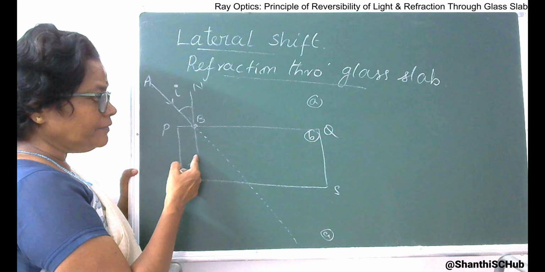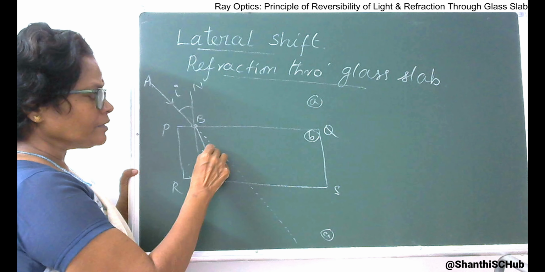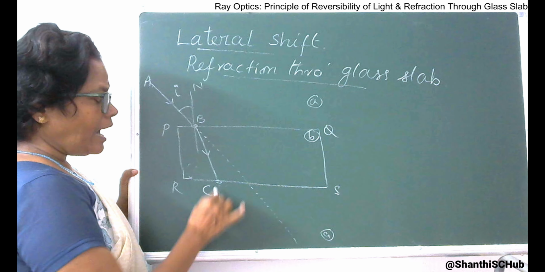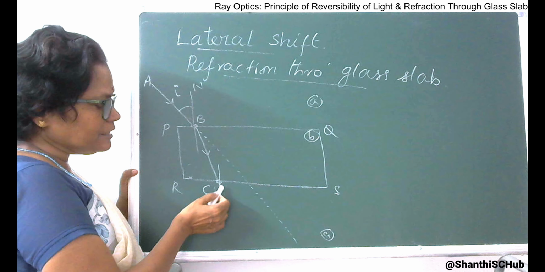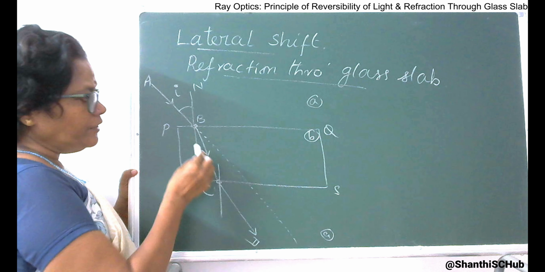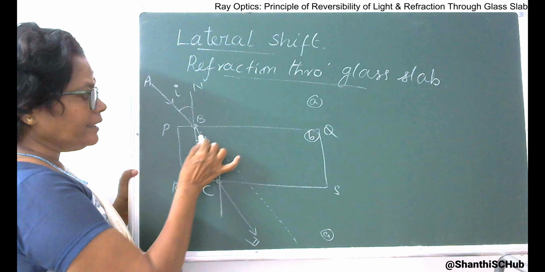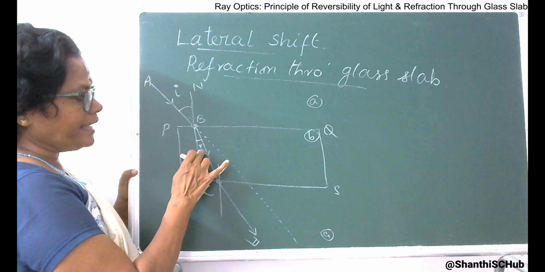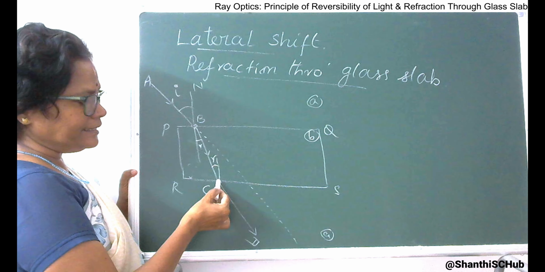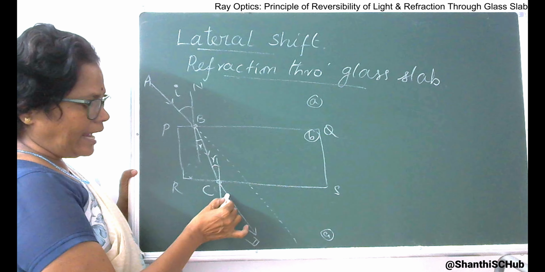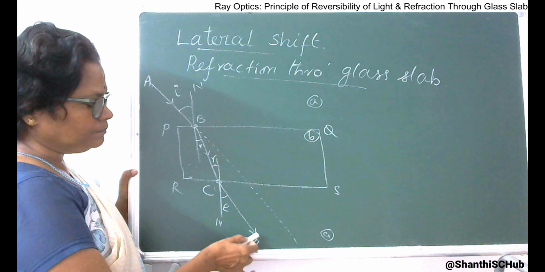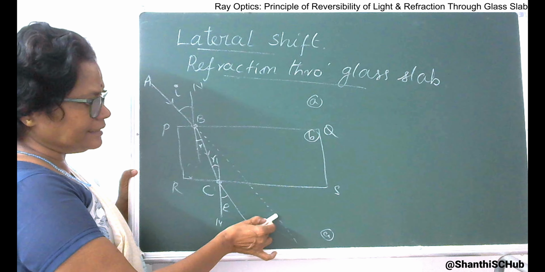But it won't go straight, because the glass changes the path from B to C. It changes along BC. At point C, again the ray changes its path, away from the normal, along CD. This is the angle between the refracted ray and the normal, that is the angle of refraction R, and by alternate angles, this R and this R are equal. The angle of incidence at point C is R, and this is the angle between the normal and the emergent ray, the angle of emergence. This is the emergent direction, and this is the incident direction.